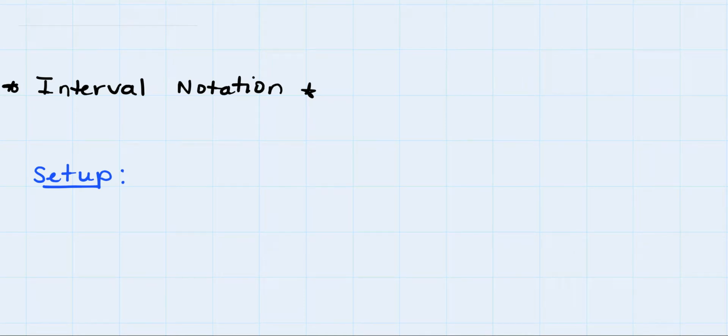Hello everyone. Today I'm going to give you all the tools you need to write any set in interval notation. So let me tell you the key players in this. We are going to use brackets and parentheses. So we're going to use a left bracket, a right bracket, a left parenthesis, and a right parenthesis. And we're also going to be using commas and unions.